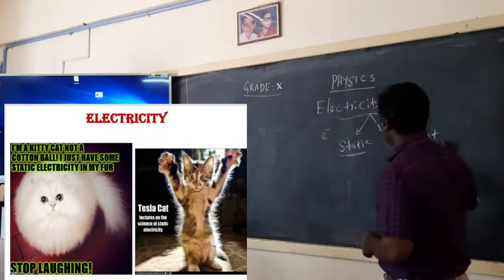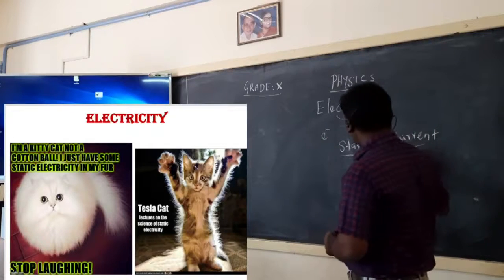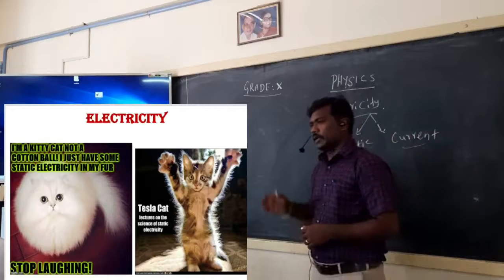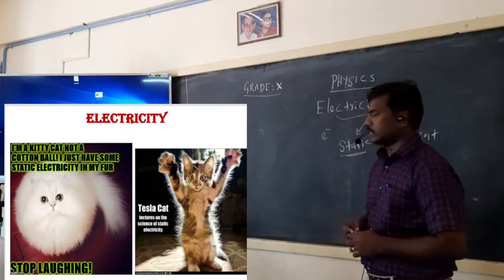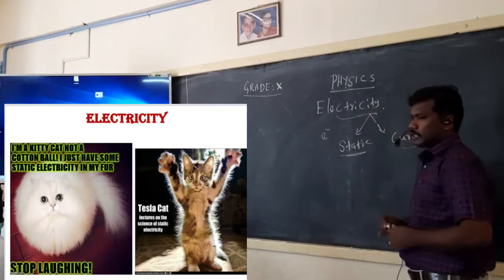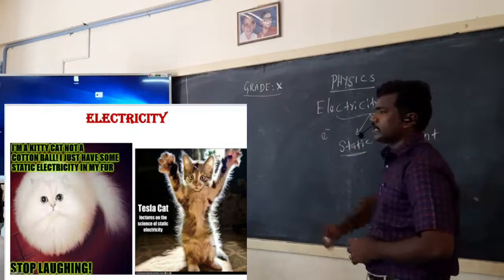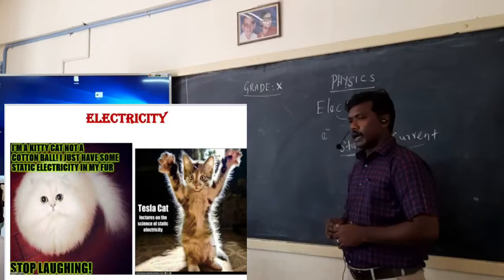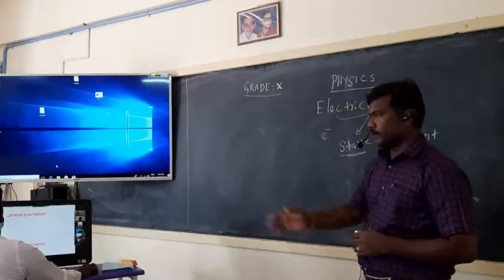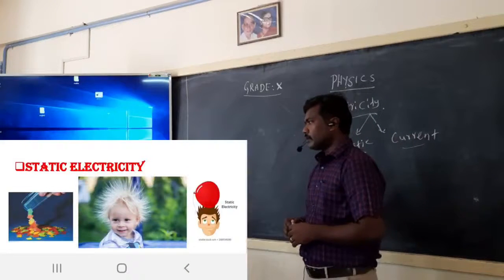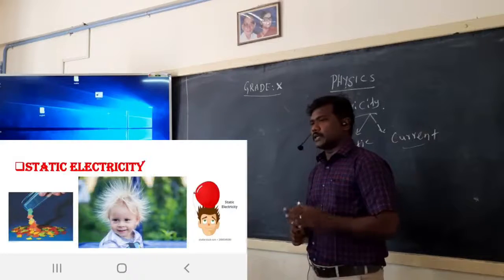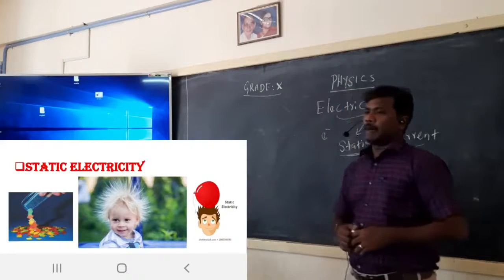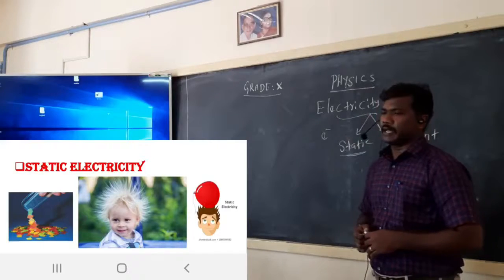So what is meant by current electricity? Current electricity is used to study the characteristics and behavior of charges when they are in motion. So that is the difference between static electricity and current electricity. See the PPT. See the picture. This three-picture representation is for static electricity. See the first picture for static electricity.